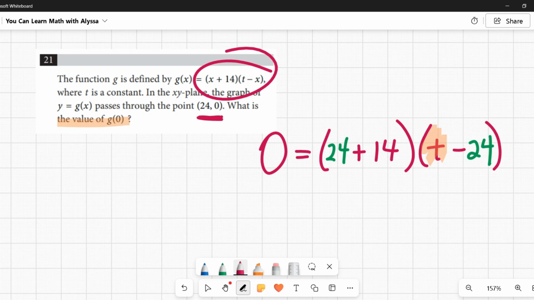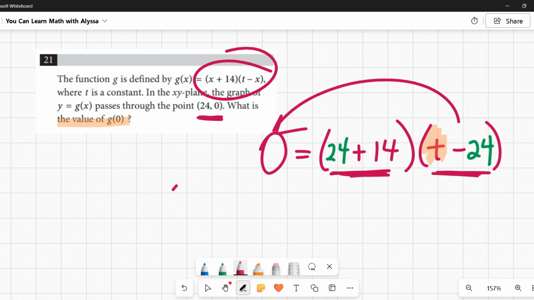Okay, now at this point, there's two ways you can look at this. You absolutely can add this and then distribute it through there and then solve for t to get 0. But there's a little shortcut that I'm going to show you. And I will show you in a minute how it would work if you did all this math. But here's the shortcut. I have two numbers that are being multiplied together. 24 plus 14 together is a number, and t minus 24 together is a number. And together, they're being multiplied and they get 0.